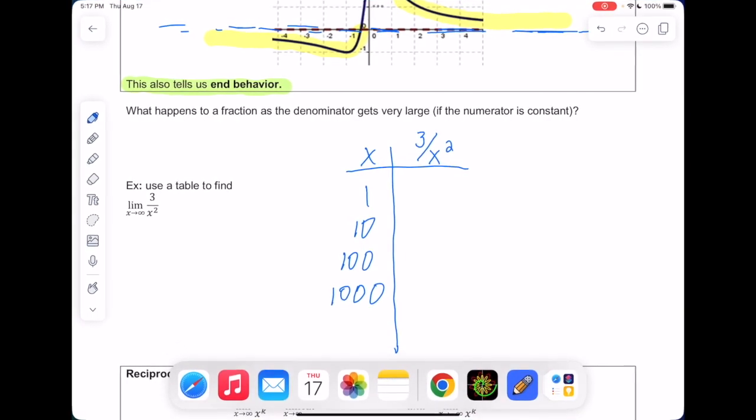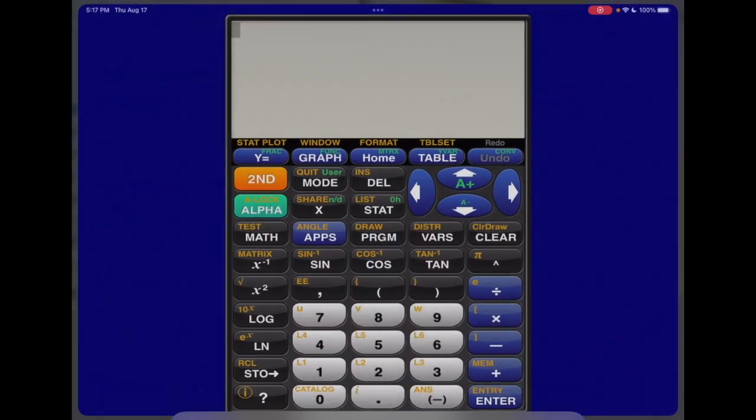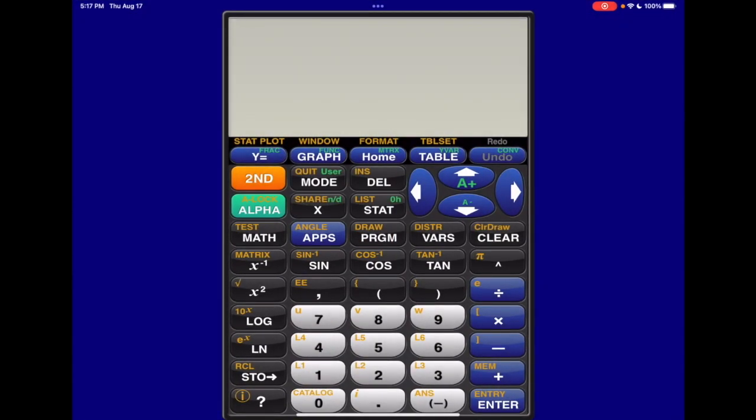So let's go look at all those different values real quick. I'm going to start off by taking the number 1 and just pressing enter. As I've shown you in previous videos, that stores the number 1 in answer. And then instead of typing 3 over x squared, I'm going to type 3 over answer squared.